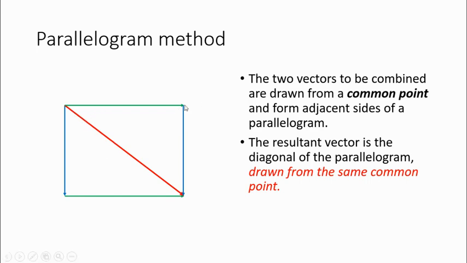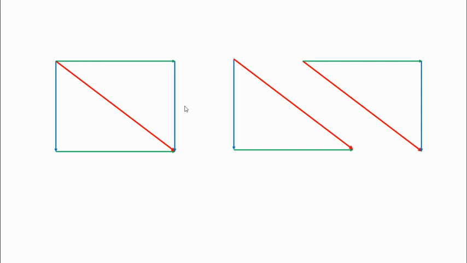You could not draw the resultant this way, from this point to this point. That would be wrong. It would be the wrong direction, even though it would have the same size. Note that the parallelogram is just two triangles. So these three diagrams are representing the same two vectors being added. The first one here, they are drawn according to the parallelogram method, starting from a common point with the resultant from the same common point.